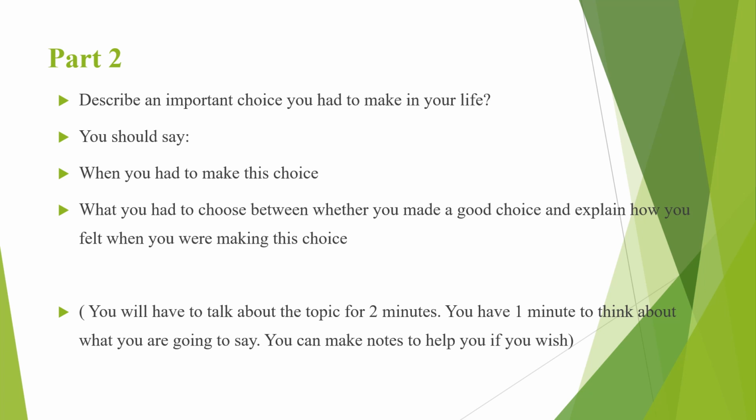So we have part two. Over here, describe an important choice you had to make in your life. So this is related to the cue card. Part two is related to the cue card. You should say when you had to make this choice and what you had to choose between, whether you made a good choice, and explain how you felt when you were making this choice.